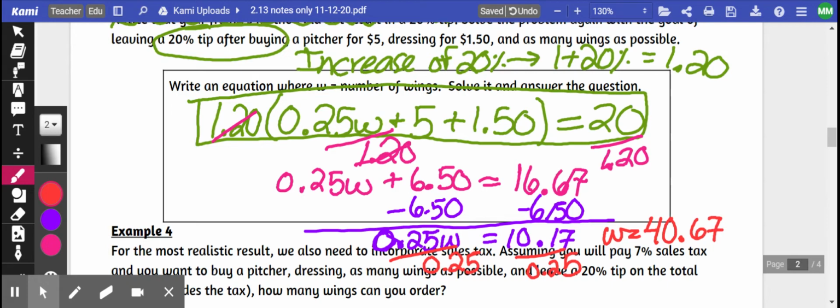Now, normally if we had 40.67, we would think we should round up to 41. However, you have $20. You don't have anything more than $20, and you want to make sure that you have enough money to pay for it. You don't want to skimp out on the tip or anything else. So we always are going to round down when we're looking at how much we can buy for a certain amount of money. So we're going to have 40 wings.